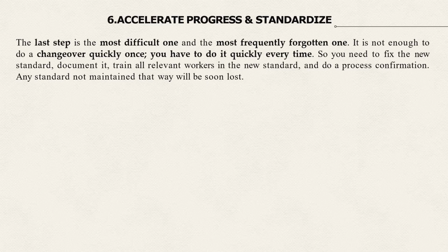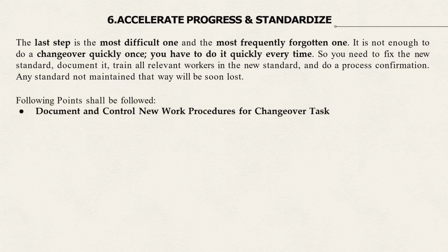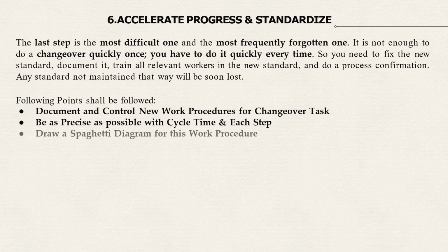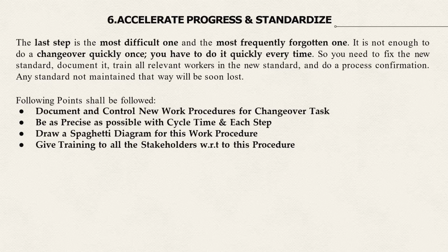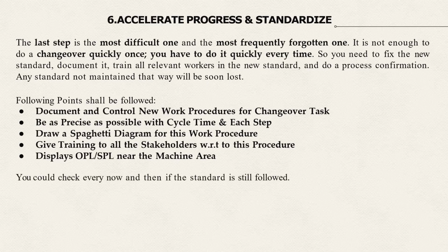The following points shall be followed. 1. Document and control new work procedures for changeover tasks. 2. Be as precise as possible with cycle time and each step. 3. Draw a spaghetti diagram for this work procedure. 4. Give training to all the stakeholders with respect to this procedure. 5. Display a one-point lesson, OPL, or single-point lesson, SPL, near the machine area. You could check every now and then if the standard is still followed.